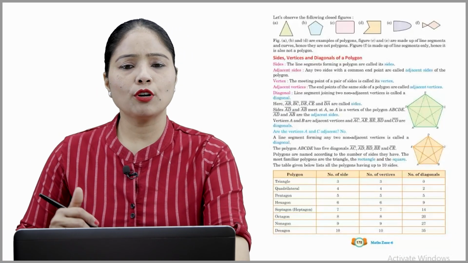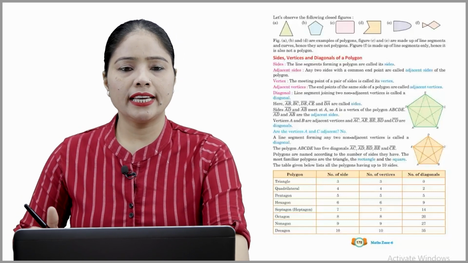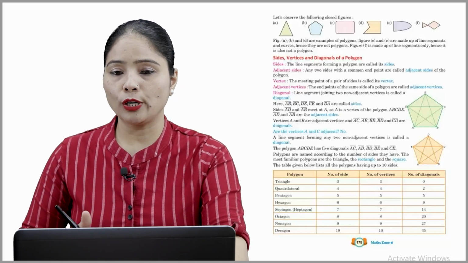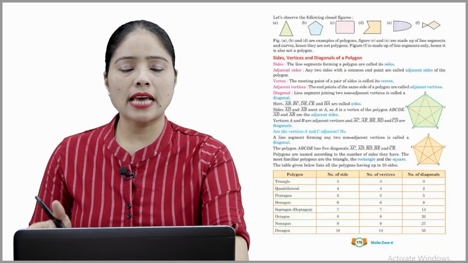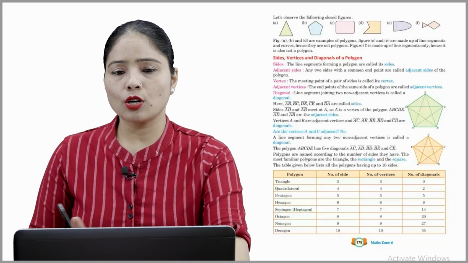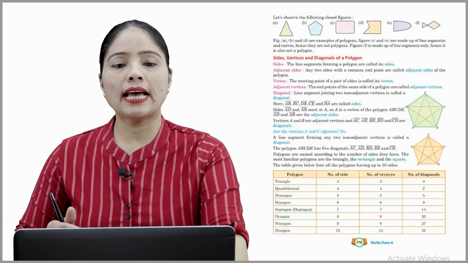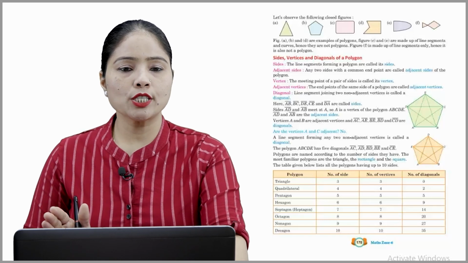Let's observe the following closed figures. So ये हमें कुछ figures दे रखी हैं. So figures A, B and D are examples of polygons. Figures C and E are made up of line segments and curves, hence they are not polygons. Figure F is made up of line segments only, hence it is also not a polygon. Okay, so I hope you understood well.